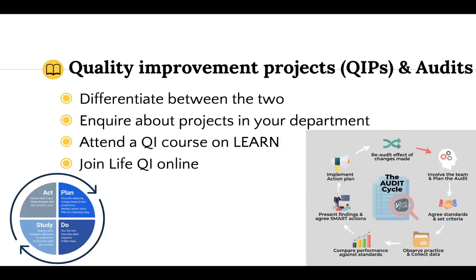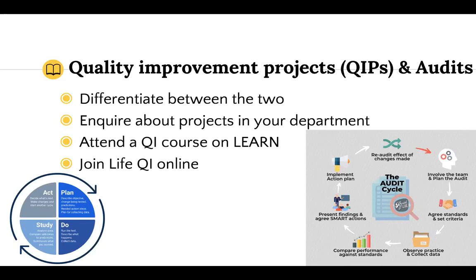In terms of quality improvement projects, you need to differentiate between a QIP and an audit. An audit is undertaken to assess whether healthcare is being provided in line with the standards of the trust or national guidelines. It's also a place where you can identify whether a service is doing well and where improvements can be implemented. So generally an audit will be undertaken before a quality improvement project can be implemented.